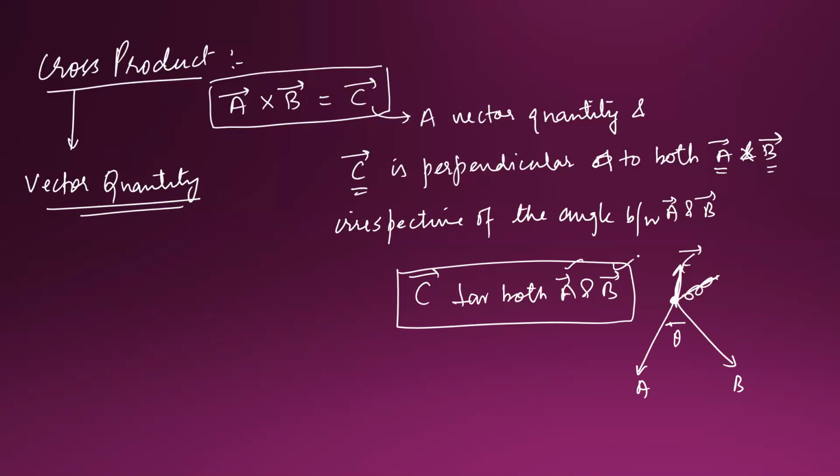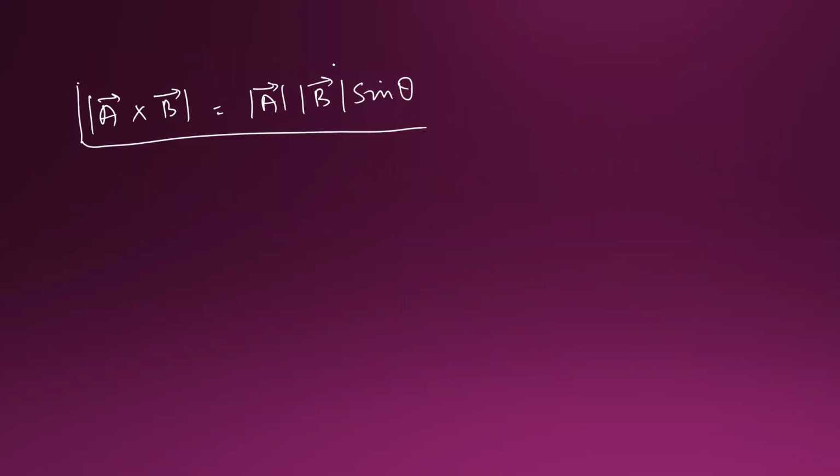So what is the formula to find the cross product? The formula to find the cross product is a vector cross b vector mod. This is equal to mod of a vector mod of b vector sin theta. This is the formula to find the cross product of two vectors.